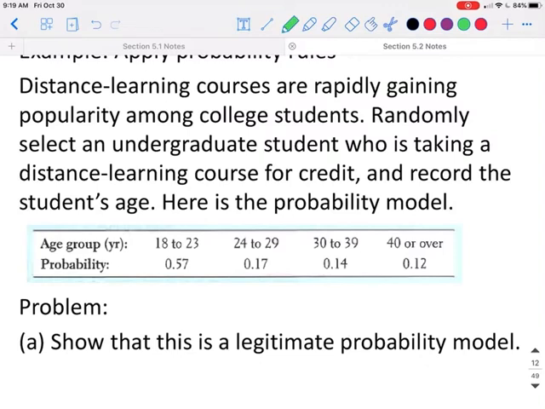So in this example, the probability of each outcome is a number between 0 and 1, and if we add all these probabilities together, you will get 1, so this is a legitimate probability model.